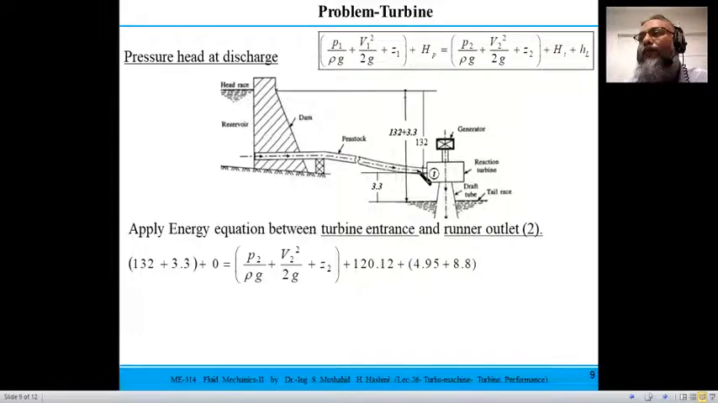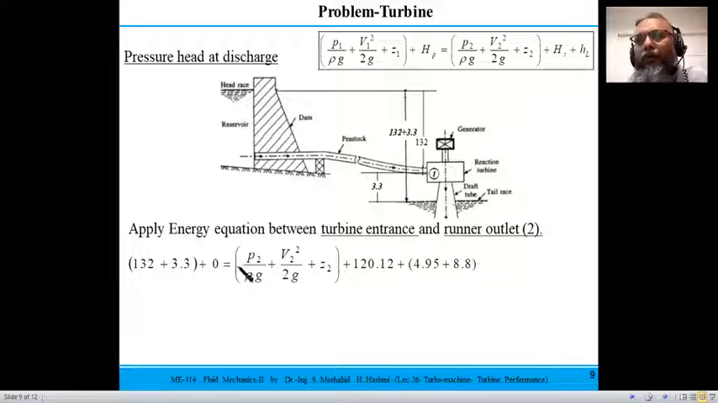that take place from the section at the guide vanes and the turbine inlet. So 8.8 meter is at the turbine outlet. We are only at that section, we are not going into the draft tube. So the head losses would be 4.95 meter from the guide vane to the runner inlet, and within the runner, the head losses are 8.8 meters. So apply the energy equation.